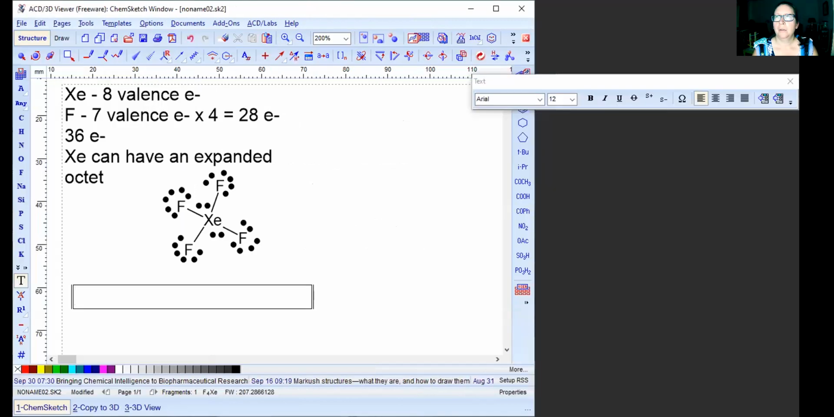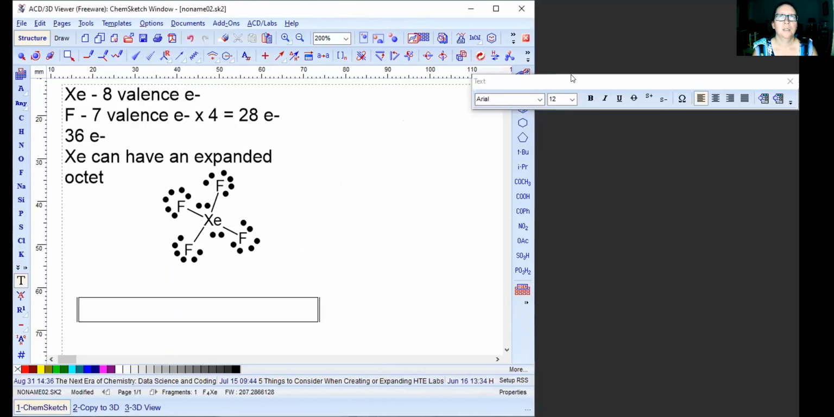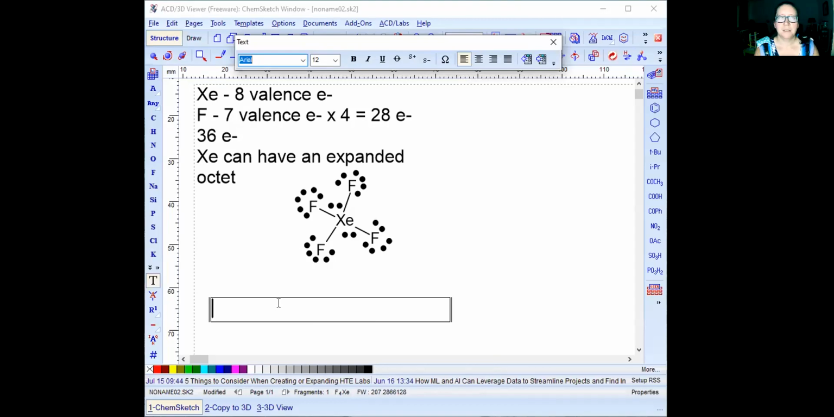Looking in the lab manual about the electronegativities in figure 10.1, we see that xenon has an electronegativity value of 2.6, and fluorine has an electronegativity value of 4.0, and the electronegativity difference is 1.4. So we would say this is a polar bond.